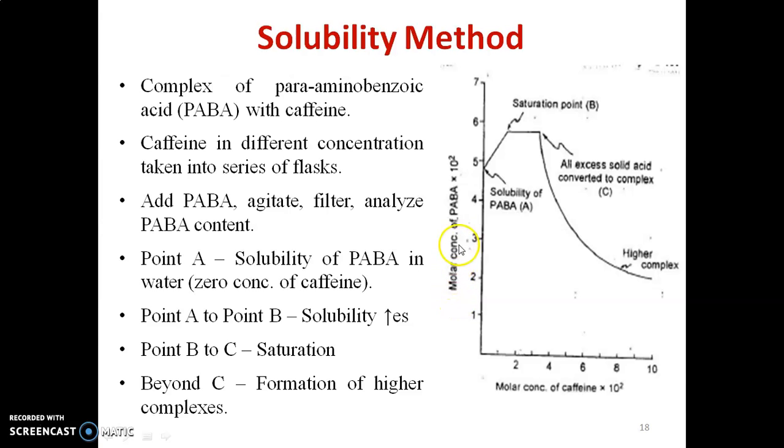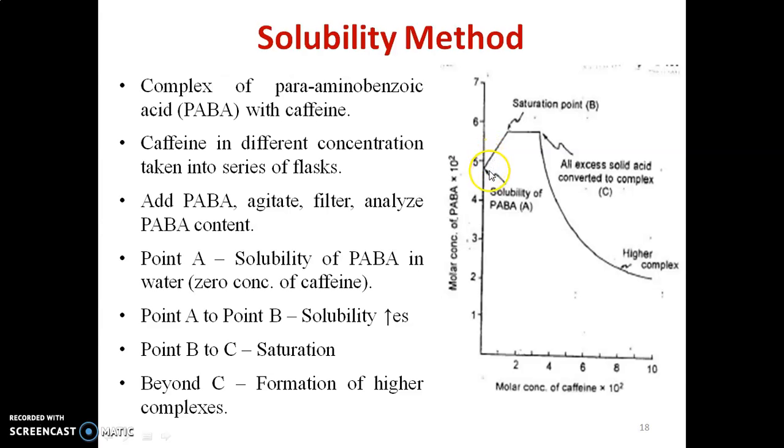On the y-axis, molar concentration of para-aminobenzoic acid, which we determine, versus molar concentration of caffeine. If we observe this plot, point A indicates the solubility of para-aminobenzoic acid in water in the absence of caffeine, or at zero concentration of caffeine, meaning the original solubility of para-aminobenzoic acid, which we plot initially.